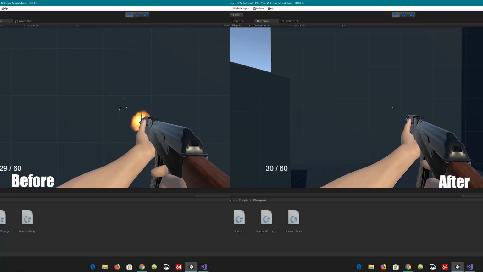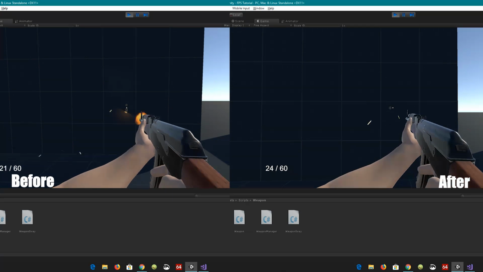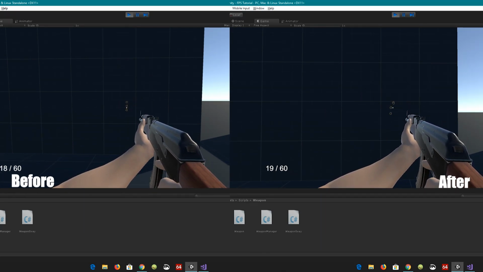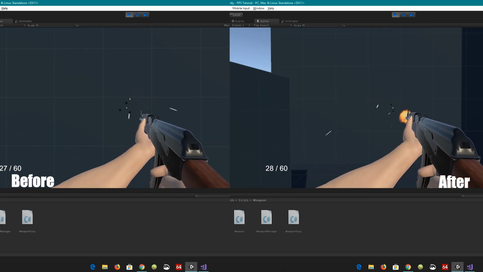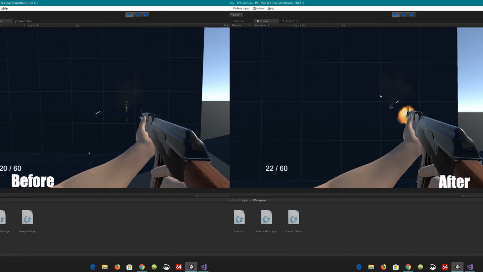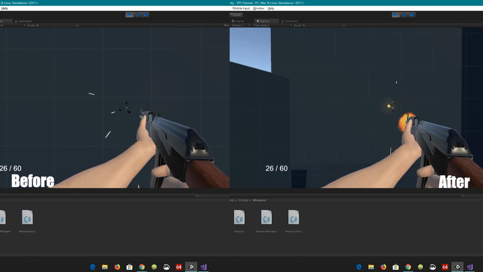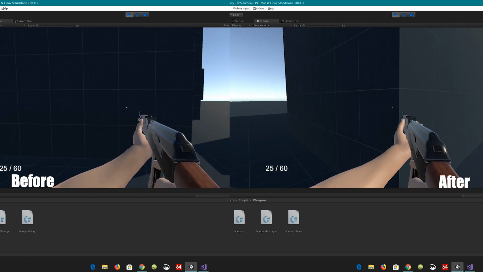So as you can see on the left side, when I shoot straight, it works, but when I go around the wall and I shoot in a different direction, it doesn't work, and it's only spreading on the y-axis instead of the x-axis. But on the right side, it's actually working. So basically this is what we're going to take a look into and see how we can fix that.